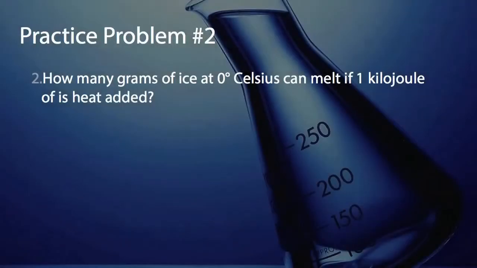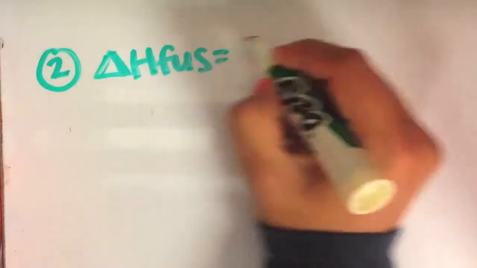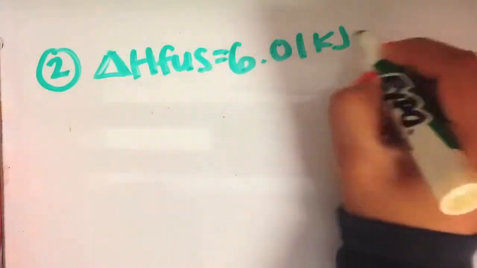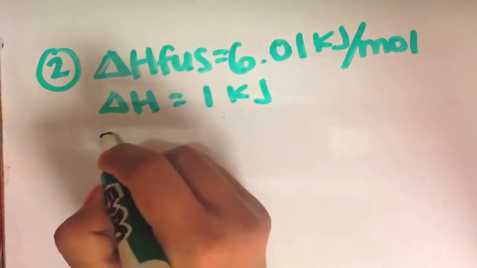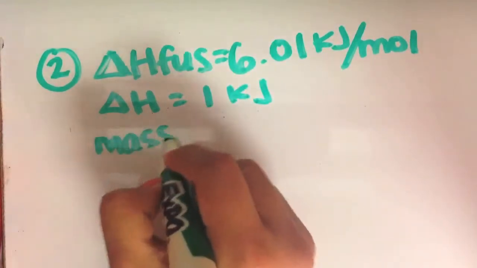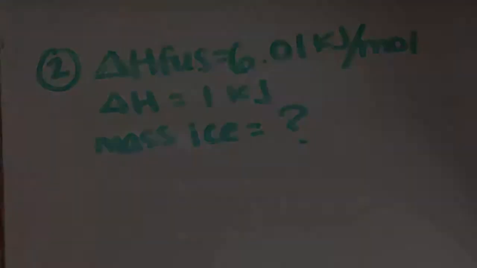Number 2. How many grams of ice at 0 degrees Celsius can melt with 1 kilojoule of heat added? The amount of heat per 1 mole of water is given as 6.01 kilojoules per mole, and the amount of heat used is given as 1 kilojoule. We just need to find the number of grams of ice that can melt with 1 kilojoule.